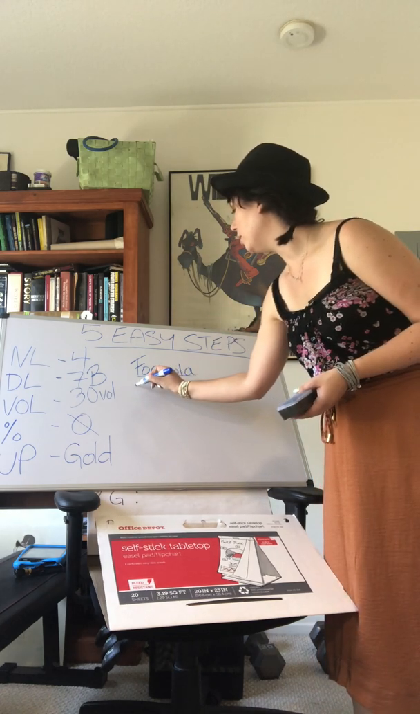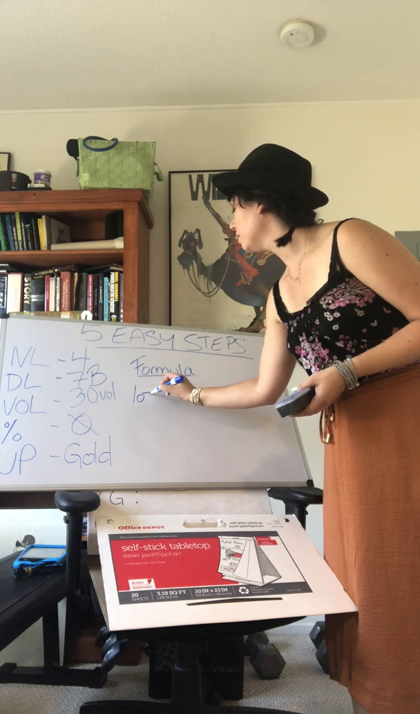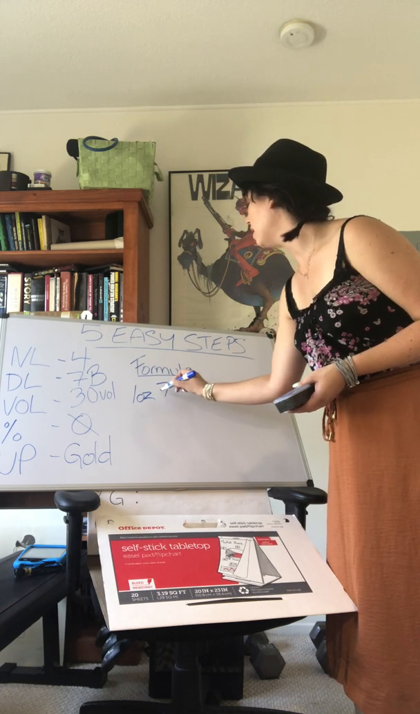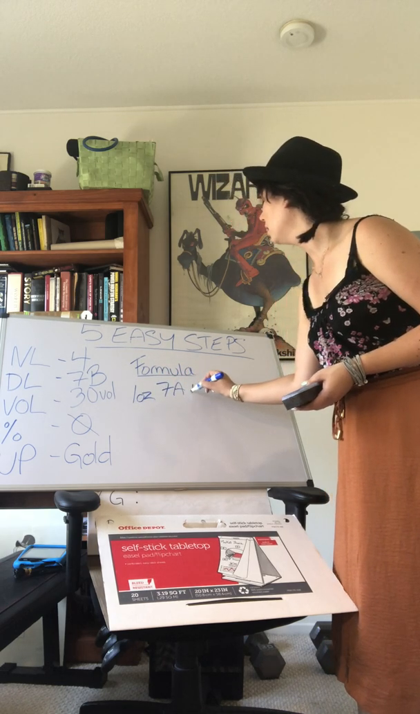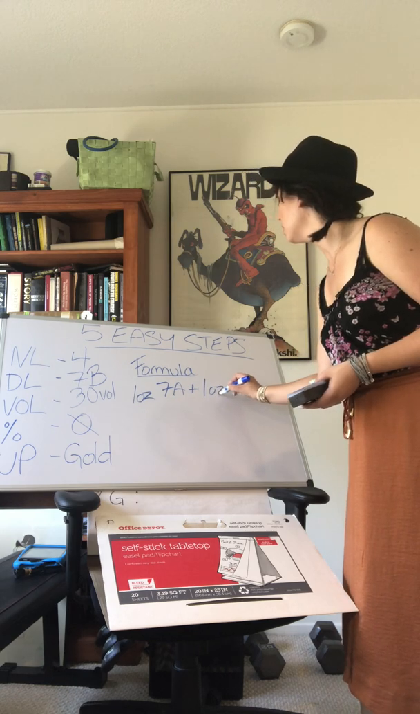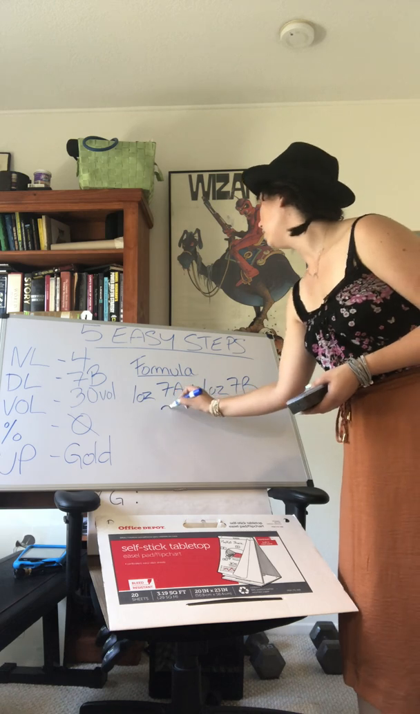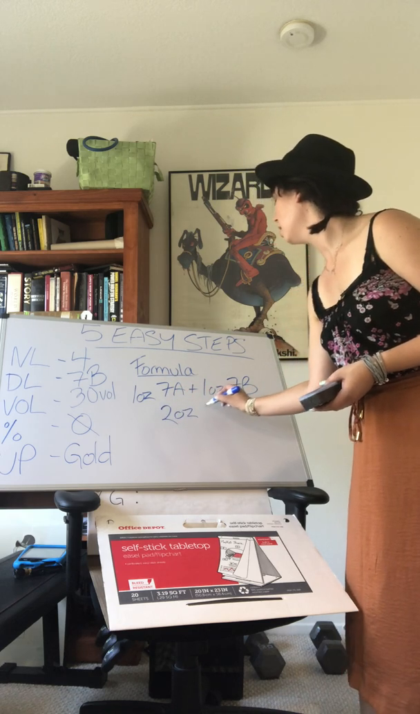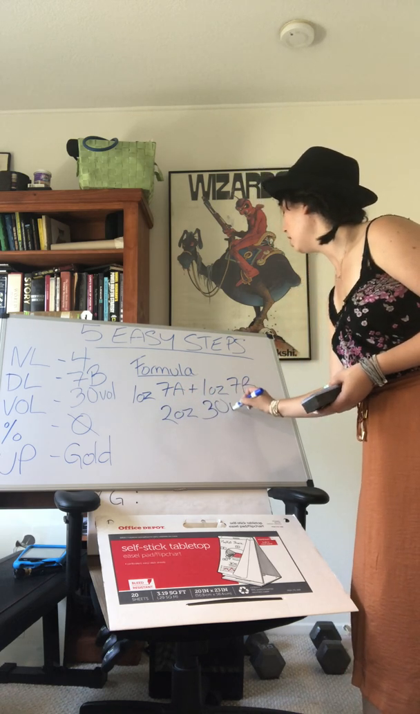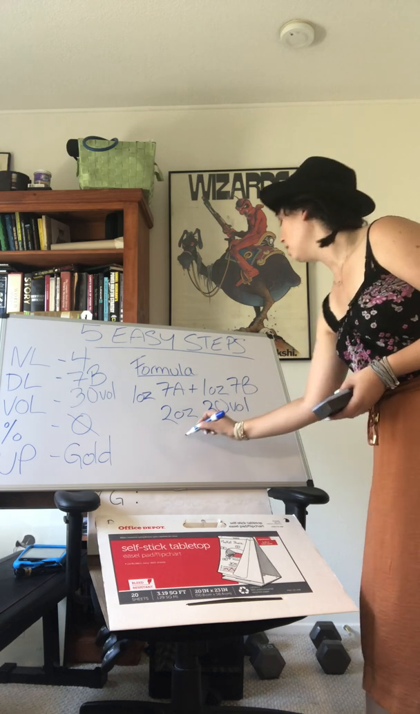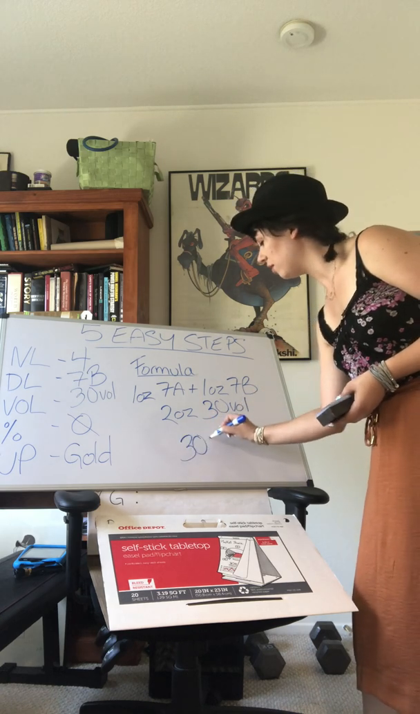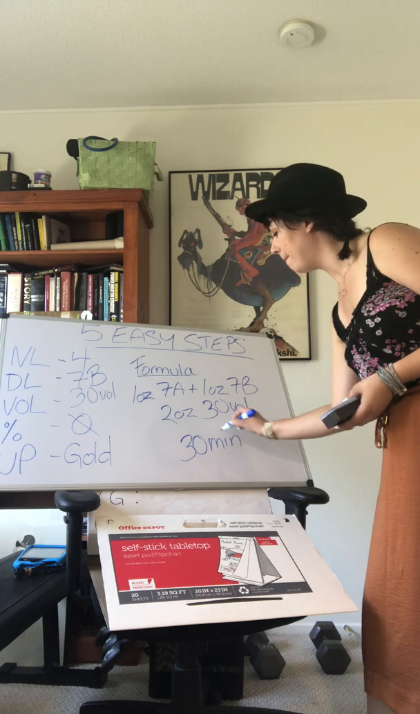So we're going to do 1 ounce of 7A plus 1 ounce of 7B with 2 ounces of 30 volume. And we're going to process that for 30 minutes.